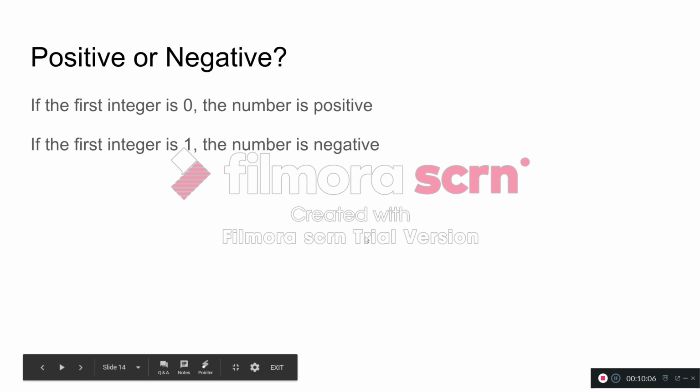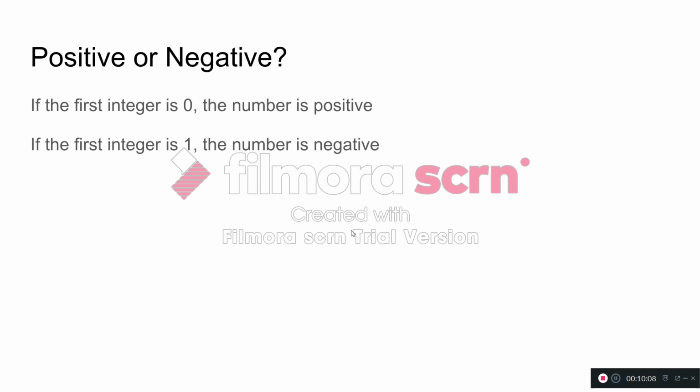Finally, we have positives or negatives, so this is only for binary. If the first integer is equal to 0, the number is a positive. If the first integer is equal to 1, the number is a negative. These indicators are not actually counted when figuring out the value of a binary number.